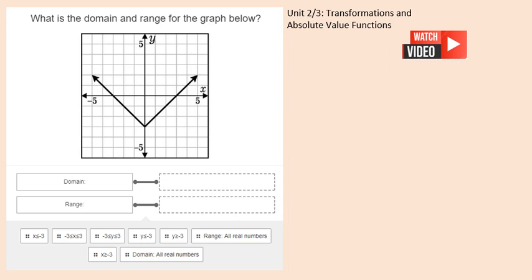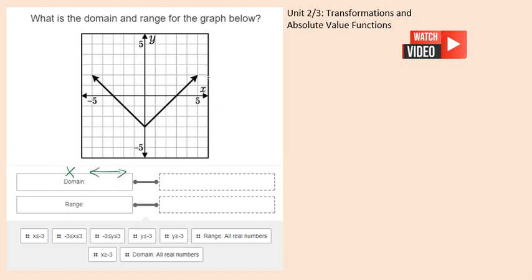This video reviews domain and range of a graph. In this example, we have an absolute value graph, an absolute value function, and you just need to look at the words domain and range and recall which one represents X and which one represents Y. So domain is X, and that is left to right.